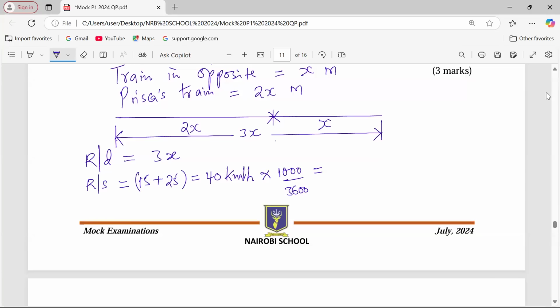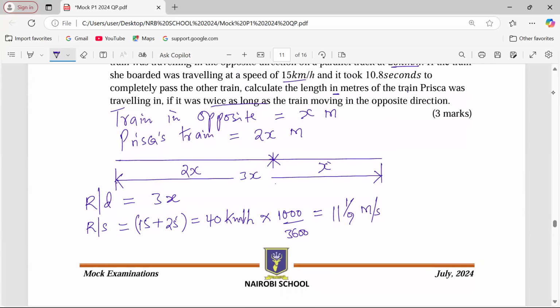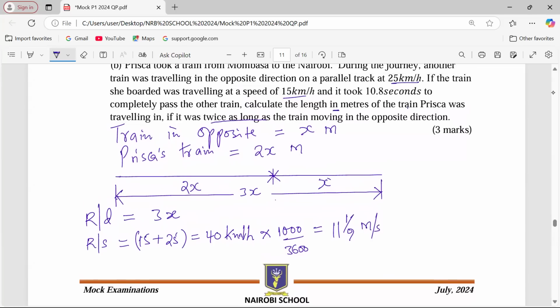This will give us 11 and 1 over 9 meters per second. This one is now the combined speed, which is going to be used to completely cover the relative distance. Now, what you're supposed to know is that there is relative distance, the distance taken to cover the relative speed. And that distance is what we are going to express right now.